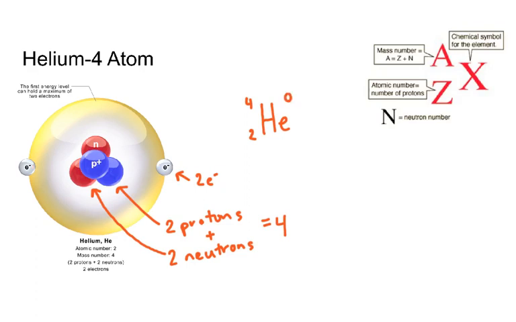We can write a 0 in the upper right-hand corner to show no charge, though people don't usually do this. You really only need to indicate the charge when there is one. So here's our finished isotope notation for helium-4.